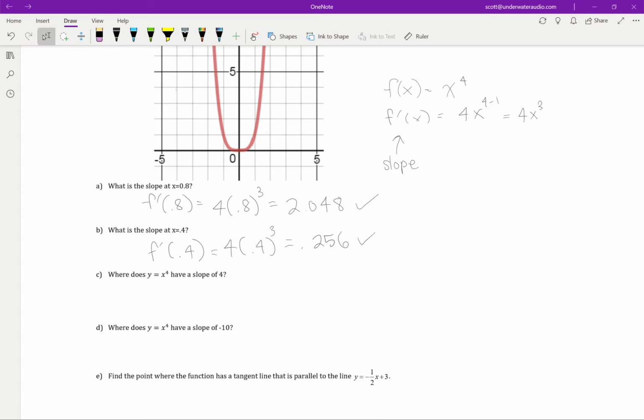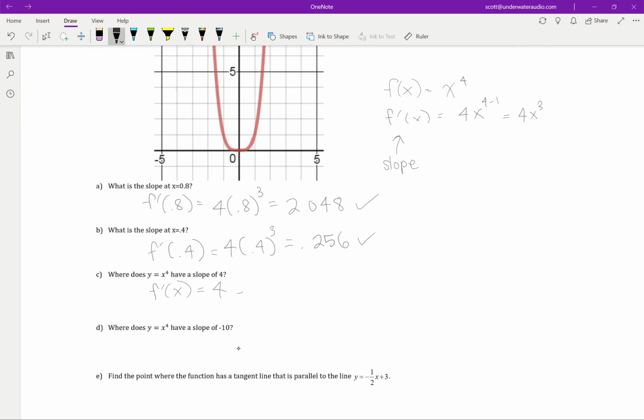So part C, where does y equals x to the fourth have a slope of 4? This is a different question. We're not asking for the slope at a specific point. We want to know where the slope is 4. So instead of plugging it in, I'm going to set it equal to our slope equation, like so. This is an important distinction between this problem and the previous one. It's worth making sure you really get that.